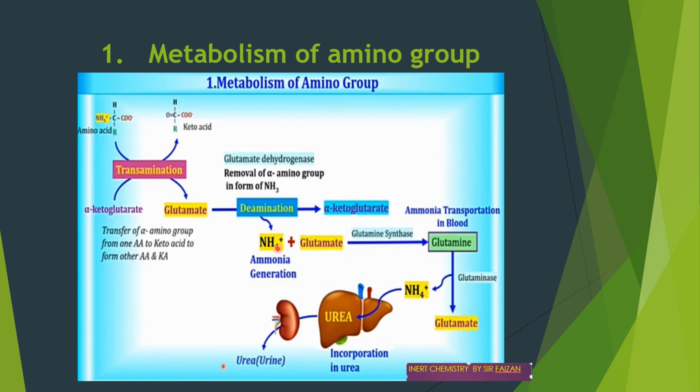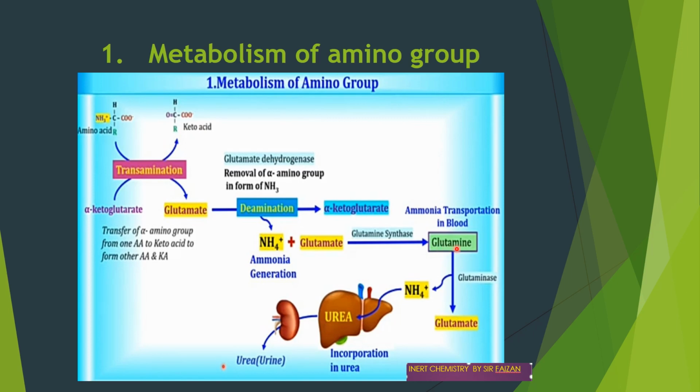For the transportation of ammonia towards the liver, it is first converted into glutamine. For this purpose, ammonia combines with glutamate, and with the help of the glutamine synthase enzyme, it is converted into glutamine. About half of the circulating ammonia in the blood is in the form of glutamine, but some tissues use alanine to transport the ammonia towards the liver.